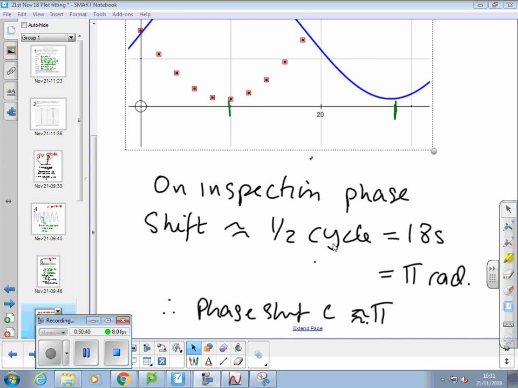If you inspected and you'd only got to shift by 10 seconds, that would be the shift you needed, 10 out of 18 times pi. Do you see that? Because a whole half cycle here is pi radians. So if we go on 10 over 18, 10 seconds out of 18 seconds shift, we'd multiply that 10 divided by 18 by pi to get our phase shift. Do you understand that?